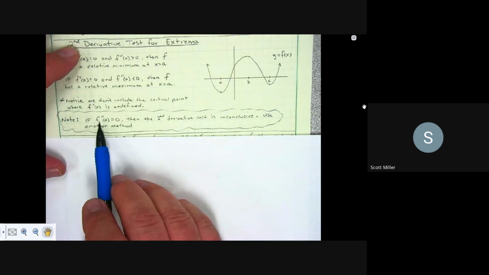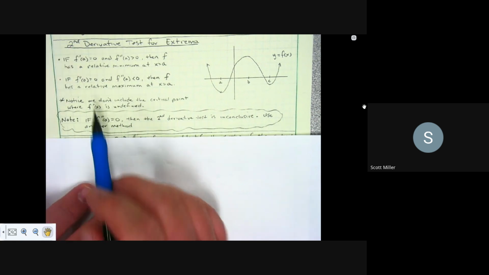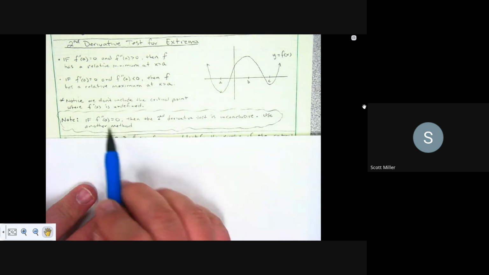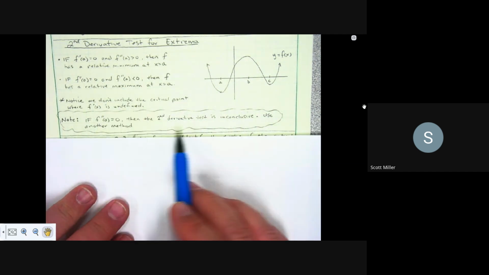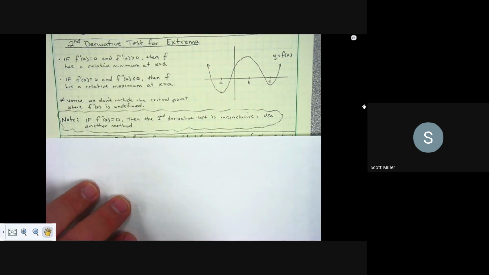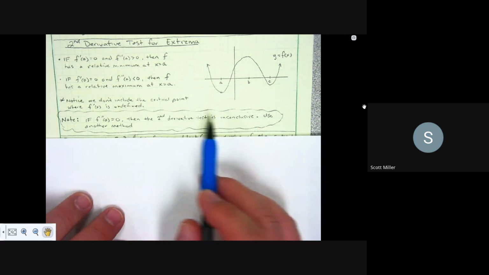Another note: when I plug in the critical point and the second derivative becomes 0, not a positive or negative, but 0, that means this test is inconclusive. You have to use another method. And usually what happens is we just drop down and use the first derivative test. Very important to remember this. They're probably going to test you on the subtleness of this. Okay, so let's look at another example using this.